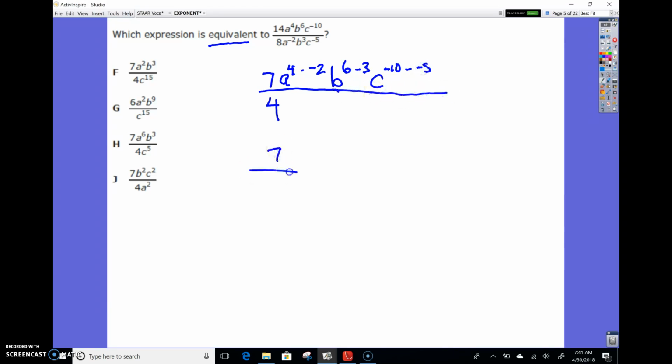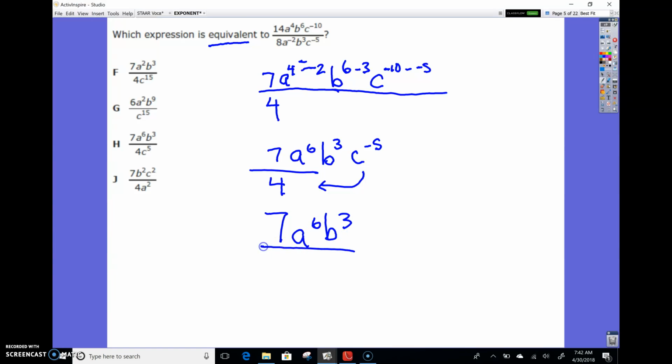So 7 and 4 stay the same. 4 minus, minus a negative 2, so that should be a to the 6. 6 minus 3 should be b to the 3. Then negative 10 minus negative 5 should be c to the negative 5. Remember, negative goes to the bottom, so we have 7a to the 6, b to the 3rd, over 4c to the 5.